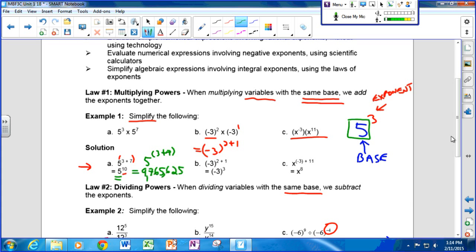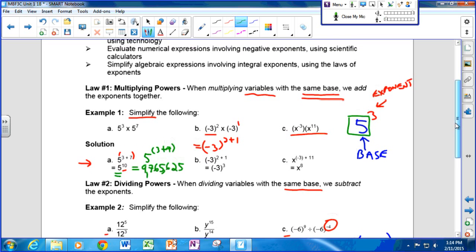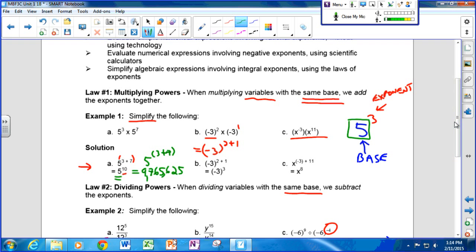So make sure you're able to do that on your calculator, because you're absolutely going to need that this unit, but also when we get to the next unit. You'll be calculating powers pretty much everywhere you go. So that was the first example.